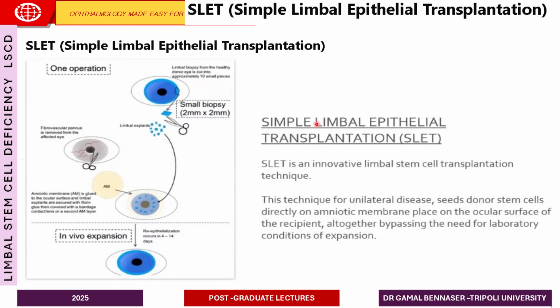So this diagram shows the seeds of the limbal stem cells that we harvested, and we then fragment them into small pieces and place them onto the amniotic membrane on the surface of the contralateral diseased eye, and then secure them by applying glue, and then we put a bandage contact lens. So this acts as an in vivo expansion for the cells, and we don't need any laboratory expansion for these cells. This is simply the simple limbal epithelial transplantation.